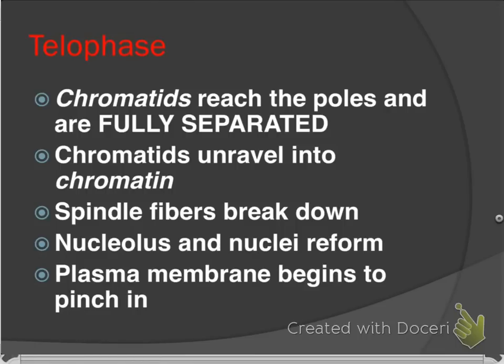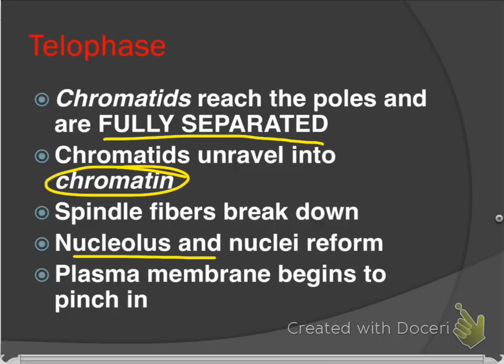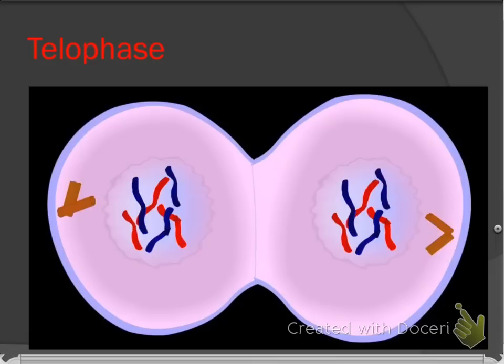And then the last part of mitosis is telophase. So the chromatids have reached the poles and are fully separated. The chromatids now unravel into chromatin. And we'll talk about these words. So chromosome, chromatid, chromatin. The spindle fibers are going to break down. And then, really important here, your nucleolus and your nuclei begin to reform. And it's nuclei because you have 2 cells. So you have 2 of them forming. And then the membrane begins to pinch in.